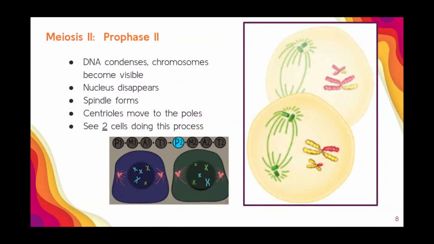Now we're going to jump to prophase 2. Prophase 2, the same 4 things that happen in prophase in mitosis happen here. DNA condenses, nucleus disappears, spindles form, centrioles move to the poles. The only visible difference is that anytime you see 2 cells that look like they're in prophase, we know we're in prophase 2. So the normal prophase things, except we're dealing with 2 cells rather than just 1.